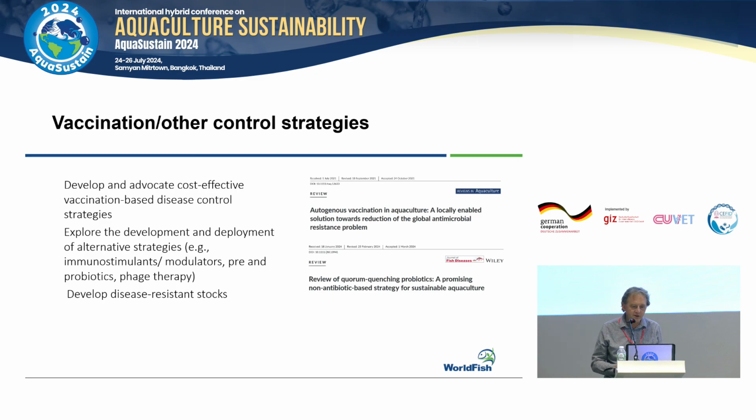Vaccination, other control strategies. I think there's a real problem. We really need to talk about that. What are the barriers to vaccine uptake? Maybe as part of the discussions, because we know they're great tools. Why aren't they being used more widely? And there's lots of reasons for that. And I think maybe it's useful as part of this workshop to explore some of those.